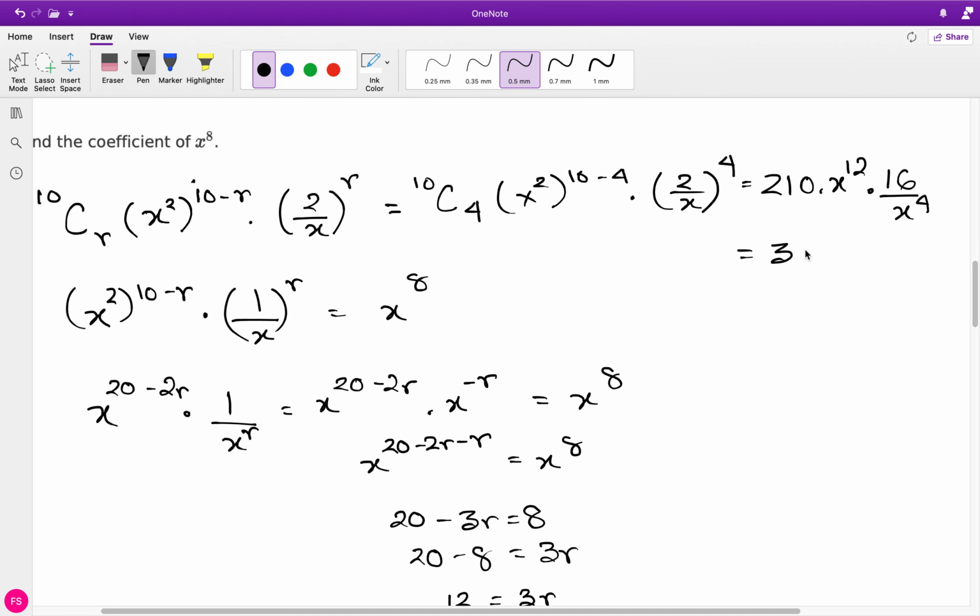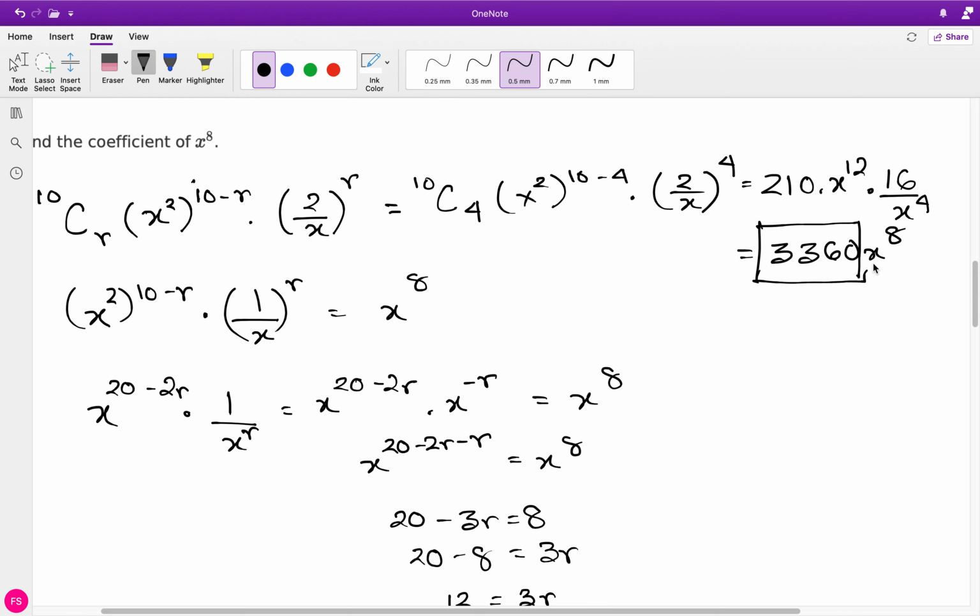That will give you 3,360. And when you divide two terms with the same base, you just subtract the powers. That means it's going to be x to the power of 12 minus 4, and this gives us 8. That is what we wanted. We wanted to find the coefficient of x to the power of 8, which is just 3360.